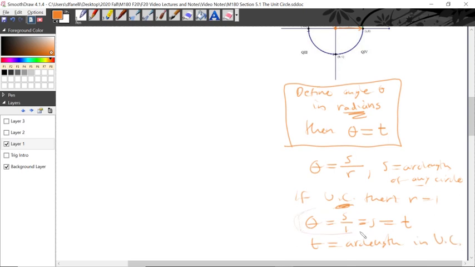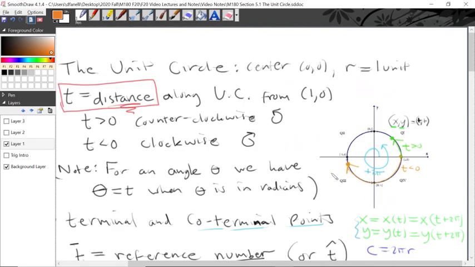So theta is equal to t by definition of what the radian is, because the radian is defined so that it is equal to the ratio of the circular arc length to the radius of the circle. In fact, this equation that relates arc length to angle is only true if we are using radians for the angle. If you were using degrees, this equation would not be true anymore. It's only true if we use the radian, because this is the definition of the radian.